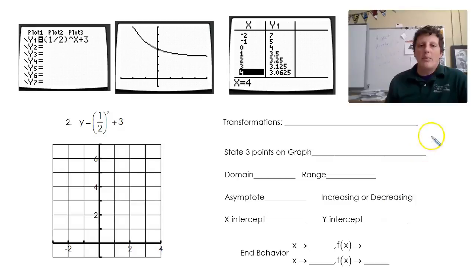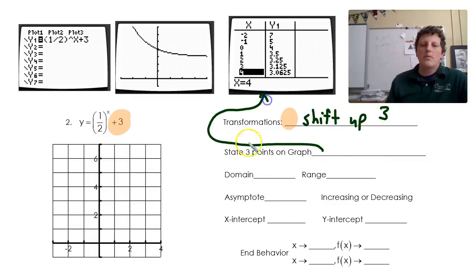In our second example, let's think about transformations here. The only transformation that I see is the +3. It's at the end of the function, so that should shift this function up 3 units. Instead of stating 3 points on the graph, we got a whole bunch of them here. So let's get those on the graph.